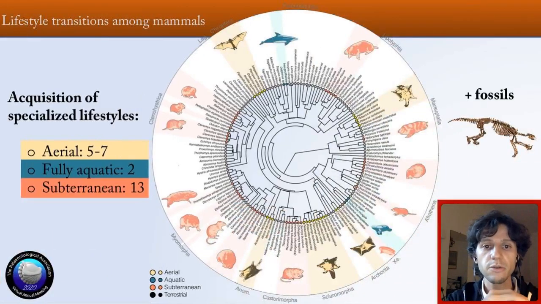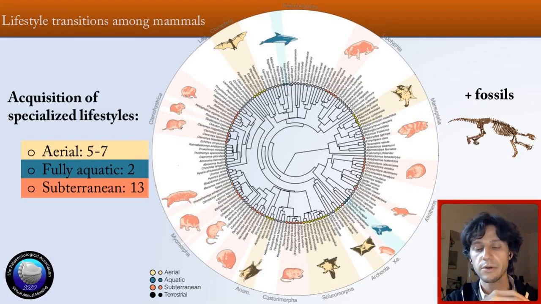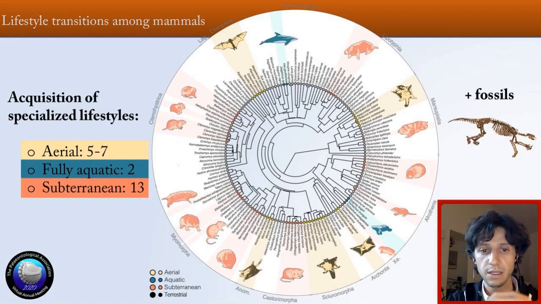So I looked at the humeral structure along the diaphysis in a sample of almost 160 extant mammals, representing each independent acquisition of the most specialized lifestyles. So we recognize the aerial, fully aquatic, and subterranean lifestyles, as well as terrestrial close relatives for comparison. Of course, additional specialized lifestyles acquisitions are known in the fossil record, and for this dataset, I was able to successfully sample fossil bats and talpids, so the true moles.